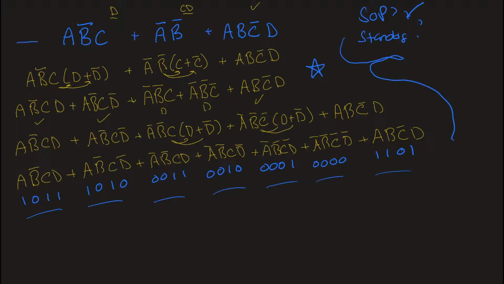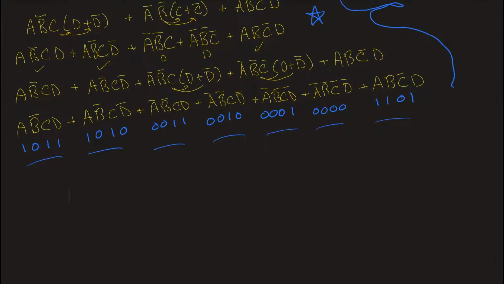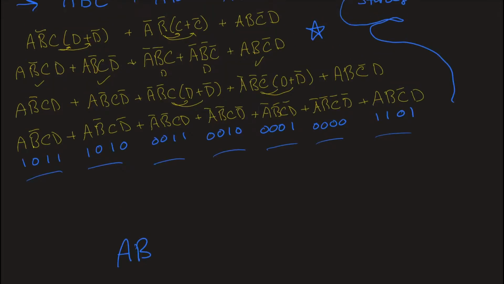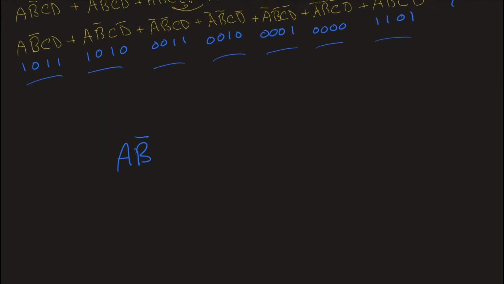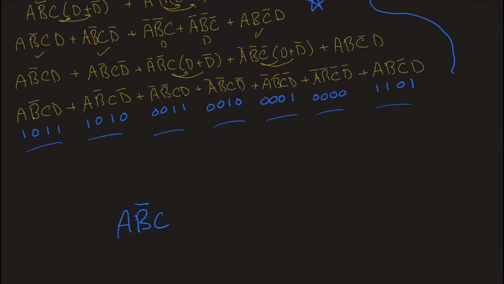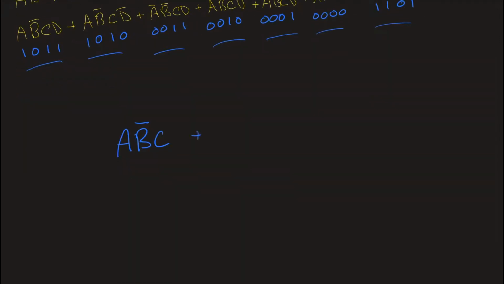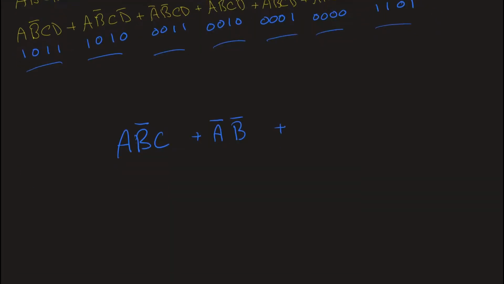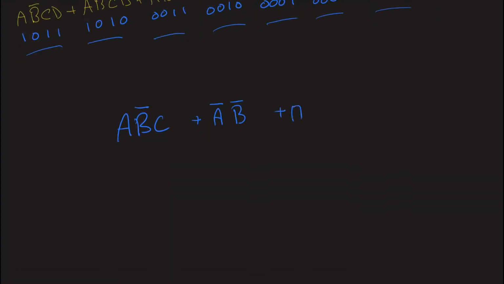Let's take this original circuit. I'm going to take it and do it my way. So A, B, what was it? A, B naught, C, or A naught, B naught, or A, B naught, A, B, C naught, D.